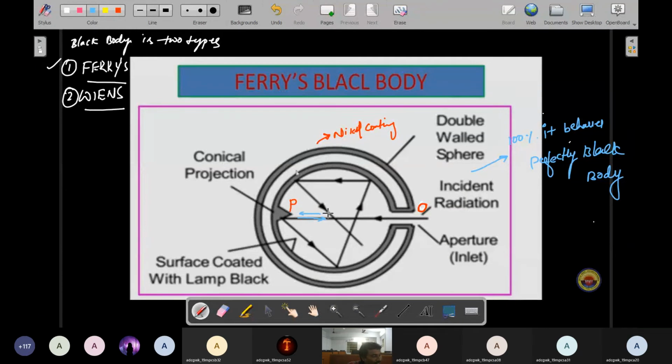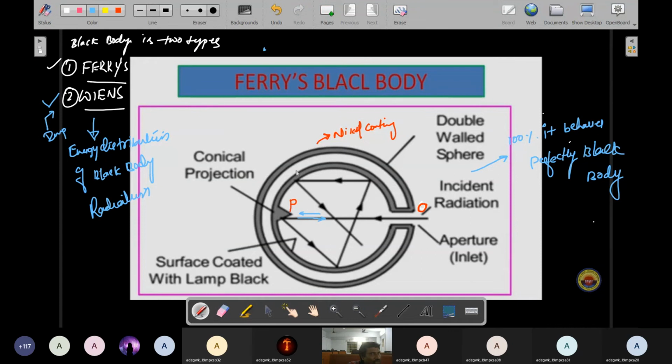So please note. After that I'll move to Wien's black body. By using Wien's black body, we can derive the energy distribution of black body radiation. So now this is very important. Actually, this is very important.